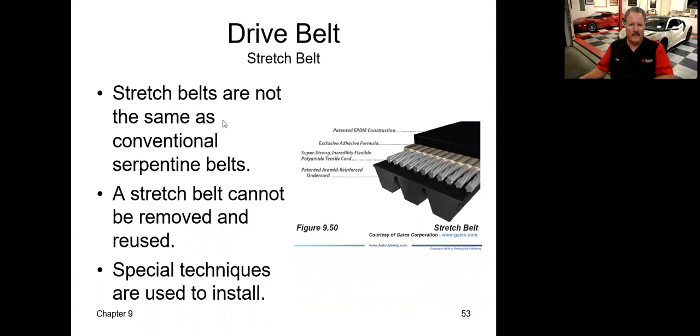They have stretch belts now that are not the same as conventional belts. A stretch belt cannot be removed and then reused. Once it's stretched to be removed from the vehicle, you can't reuse it, so special techniques are used to install this particular belt. The removal process for these is simply cutting them. You just cut the belt.